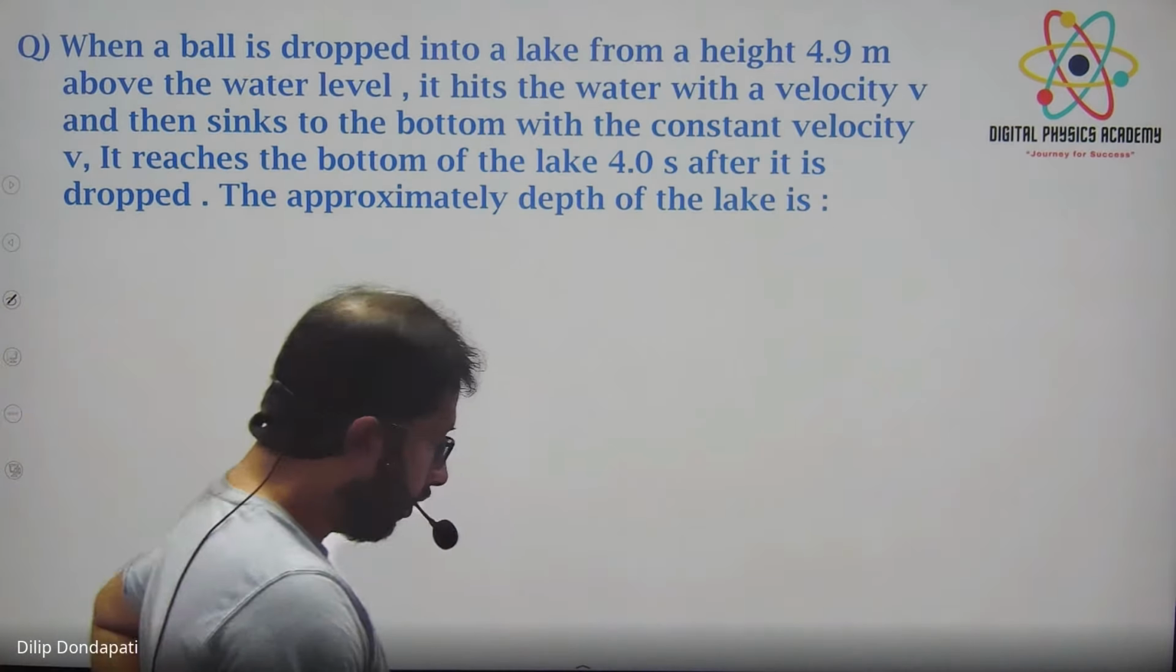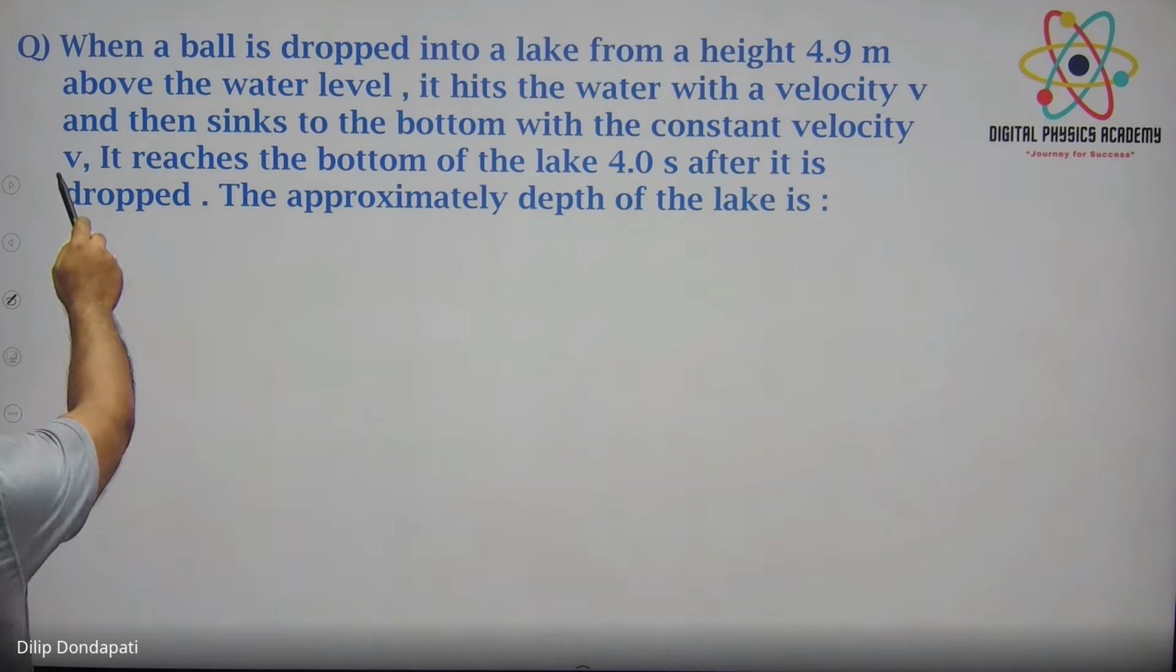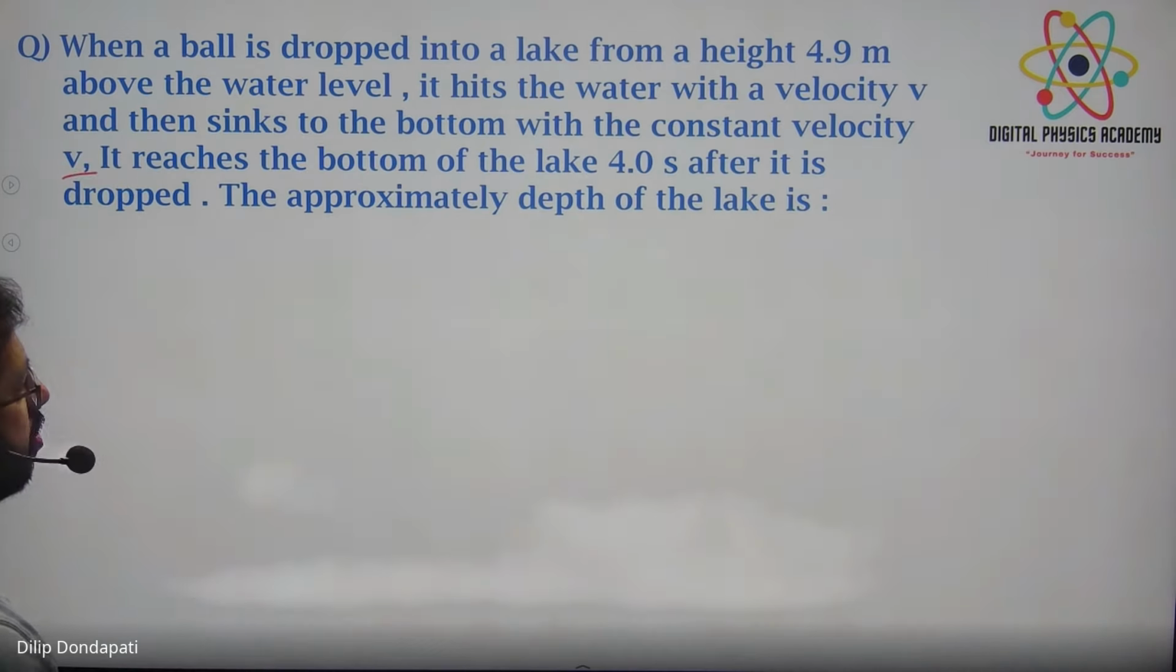So understand the question? When a ball is dropped into a lake from a height of 4.9 meters above the water level, it hits the water with a velocity v and then sinks to the bottom at constant velocity v. It reaches the bottom of the lake in 4 seconds. The approximate depth of the lake is?